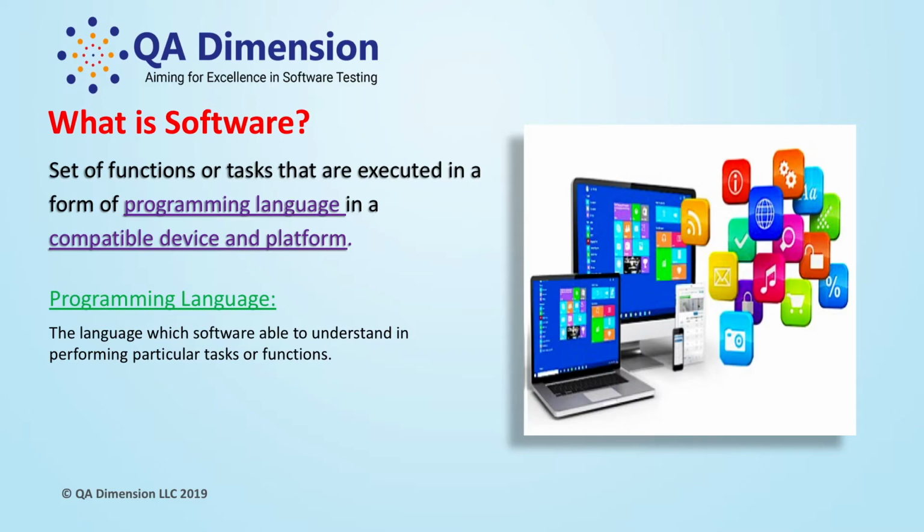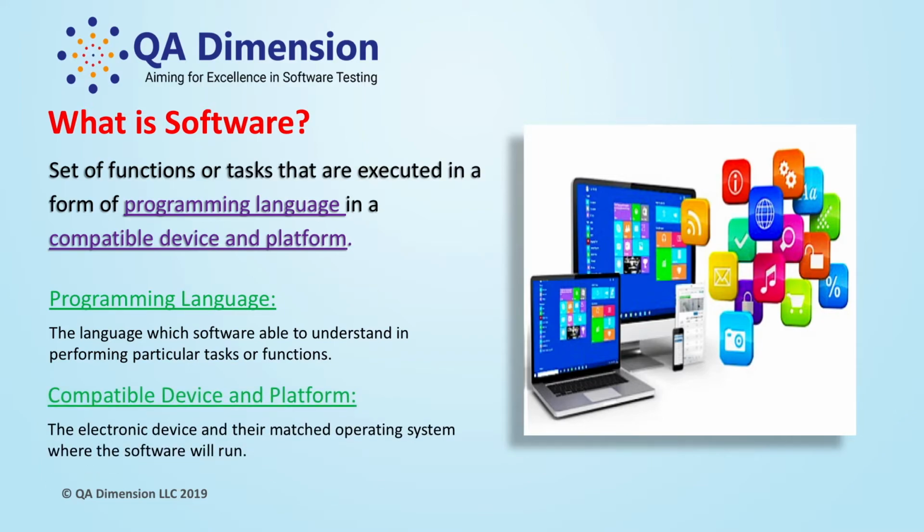Often the programming language selection is based on a certain programmer's preference, or if the software is built for a software company, it will be based on their discretion. The next is compatible device and platform. What does that mean? That means the electronic device and its matched operating system where the software will run. The device can be a cell phone, tablet, computer, or your smart TV, whereas the operating system or platform is where that software or application will run. So that means a compatible device and platform need to be adopted.